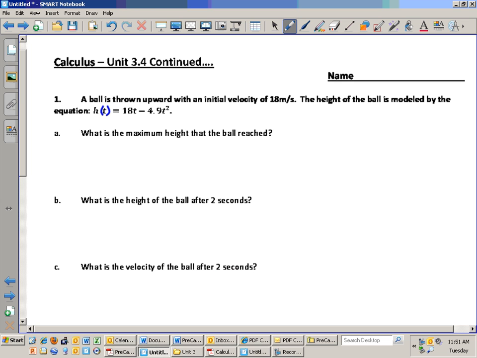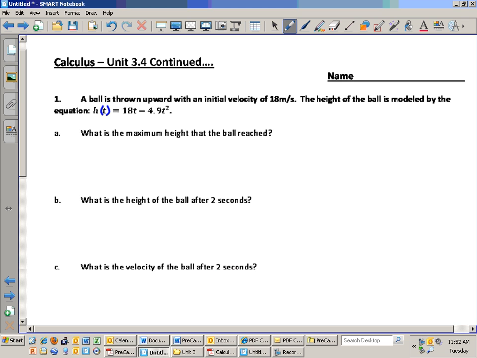The question is, what is the maximum height the ball reached? Well, that's an interesting question. Let's think about it for a second here. When it reaches its maximum height, what is the velocity? 0. Why? The velocity changes from positive to negative. And if you think on the number line, if you move from positive to negative, you have to cross over 0. And so it's motionless at that point. So we want to figure out where the velocity is equal to 0.